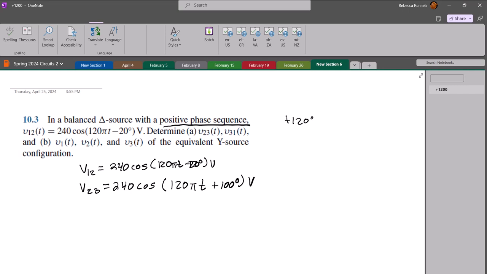And then V31, I add 120 to that, will be 240 cosine(120 pi t plus 220 degrees). Yeah.